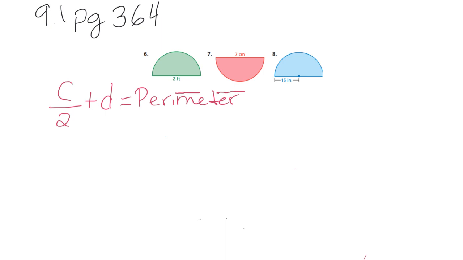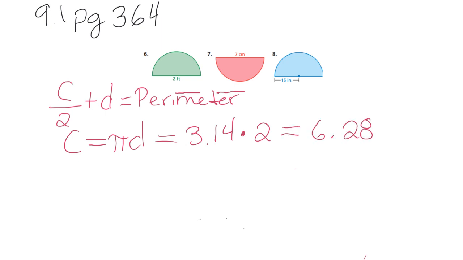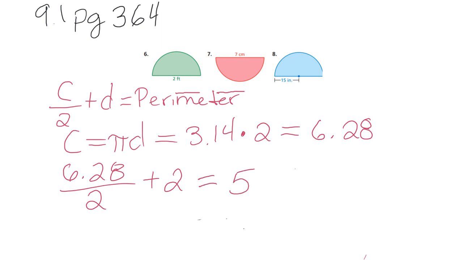For the first semicircle, we need to figure out the circumference of what that circle would have been. Circumference is pi times diameter, because we have the diameter now. So that's 3.14 times our 2 feet, which gives us 6.28. Then we divide that by 2, and we add that number to our diameter. You should walk away with an answer of about 5.14 feet.